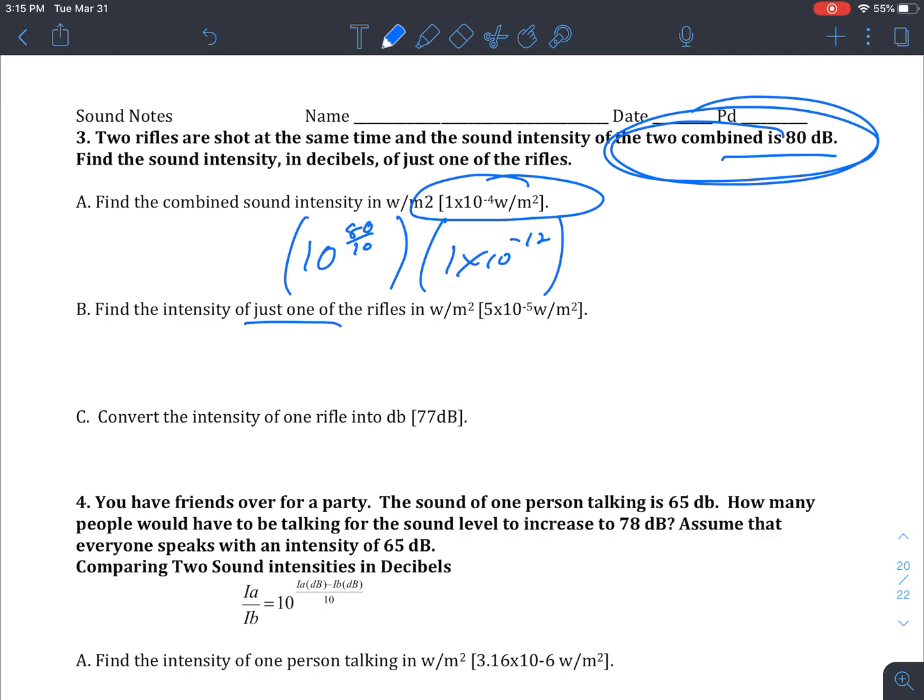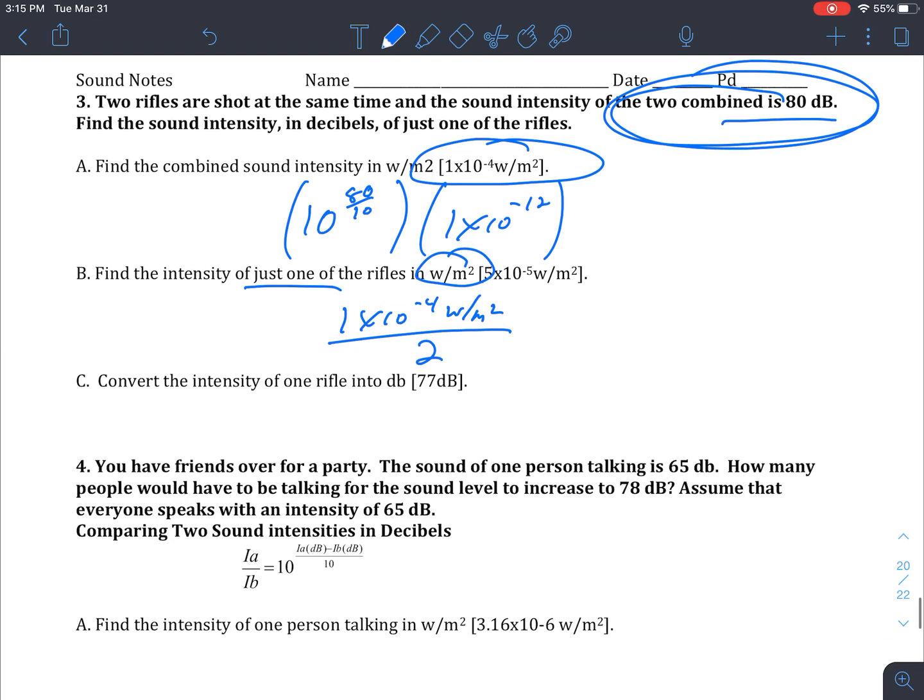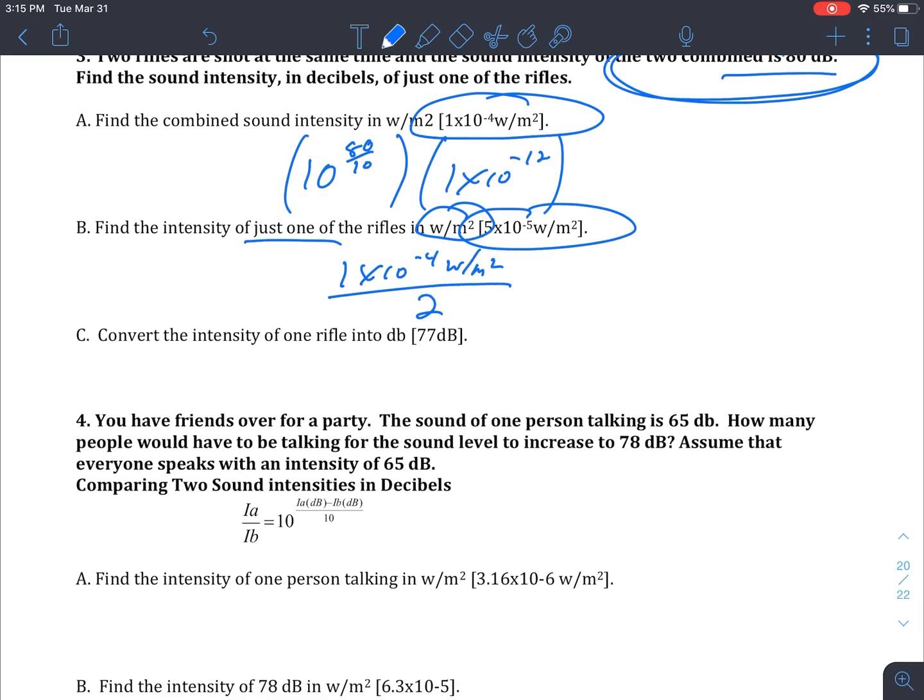Well, the little clue is if we're in our linear scale, we could just take that 1 times 10 to the negative 4 and divide it by 2, because it's in a linear scale, which our answer is here. And then the last thing, going back to decibels, just to see what we're working with here in that scale.